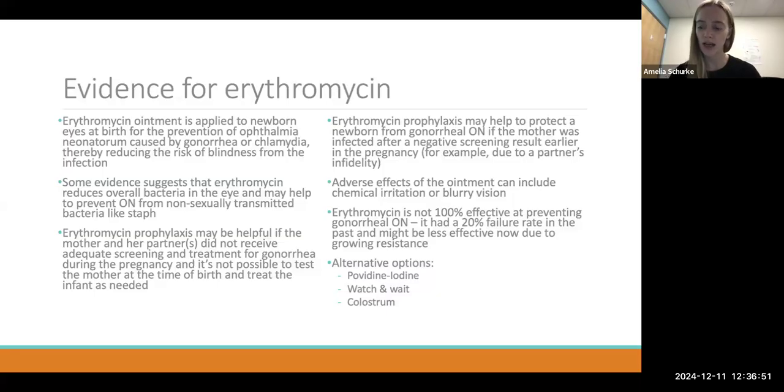Erythromycin prophylaxis may help protect a newborn from the gonorrheal ophthalmia neonatorum if the mom was infected after a negative screening result earlier in the pregnancy, if there was infidelity happening, or if they're in an open relationship. And so certainly we always screen moms in those prenatal labs for gonorrhea and chlamydia, but that's typically in the first trimester. And then you may or may not screen again in the third trimester, depending on what your practice is. But again, that could potentially be an entire 6-month period where that patient might have had the opportunity to become reinfected.